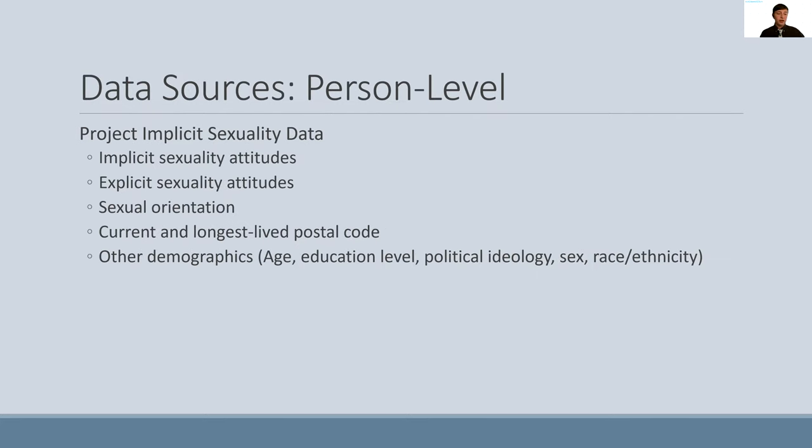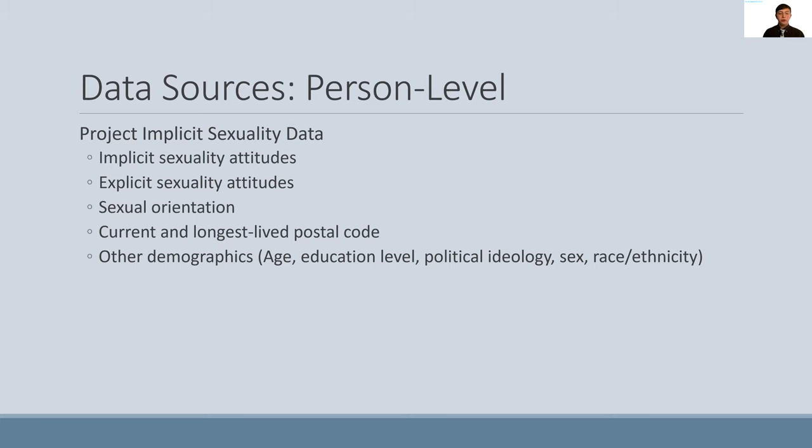In this study, I used a lot of big data sources with already collected data. At the person level, what we looked at was Project Implicit Sexuality data. This is a website that you can all access and do an implicit sexuality test on, but they also measure a ton of other things. They measure your implicit sexuality attitudes, which are your quick gut feelings towards different groups, maybe a little more hidden than other attitudes you may have, as well as your explicit sexuality attitudes. These are more thought out, more considered, probably measured by just checking off how you feel about people, things like that.